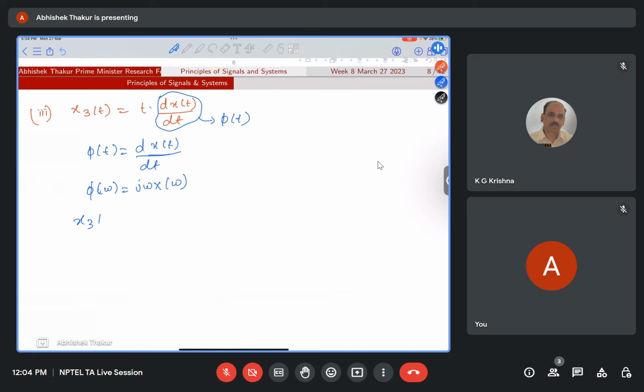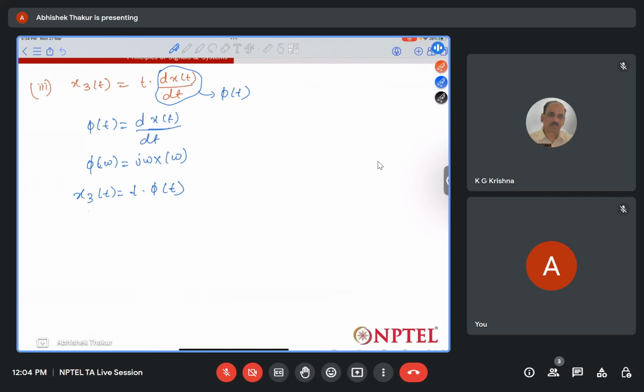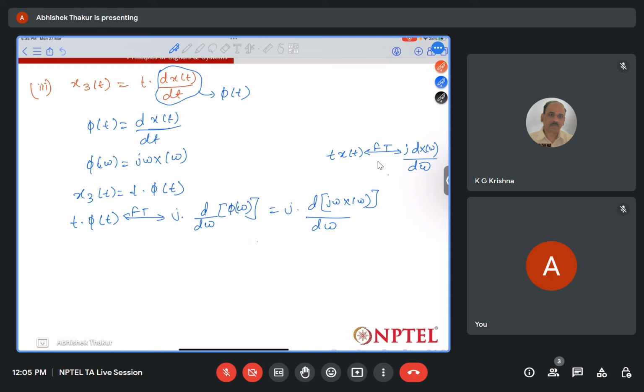So now x3t is equal to t into phi t. We know from one of the properties we have already studied that the Fourier transform of t into x(t) is j times d of X(omega) by d omega. We will use that property. So the Fourier transform of t into phi t will be j times d by d omega of phi omega, and phi omega is j omega X(omega). So it is the differentiation of j omega X(omega) with respect to omega.